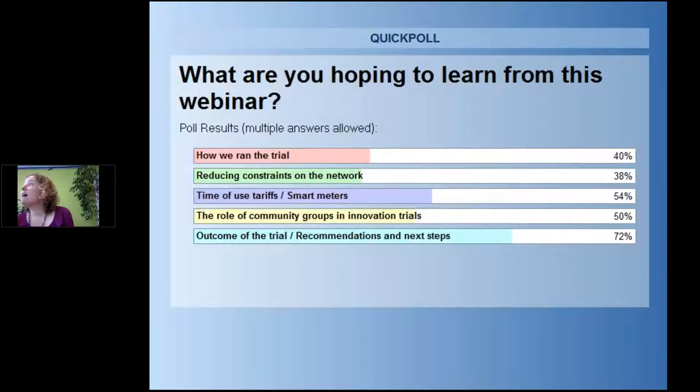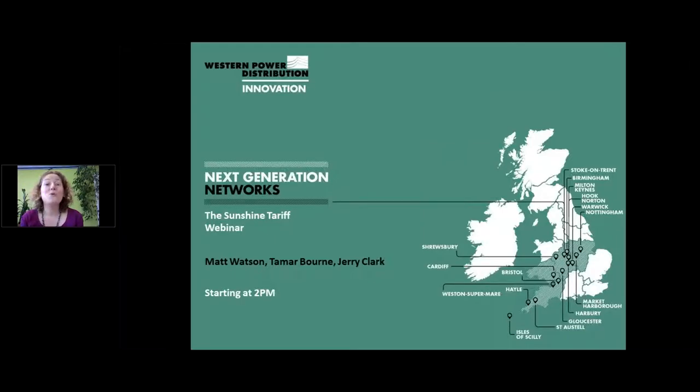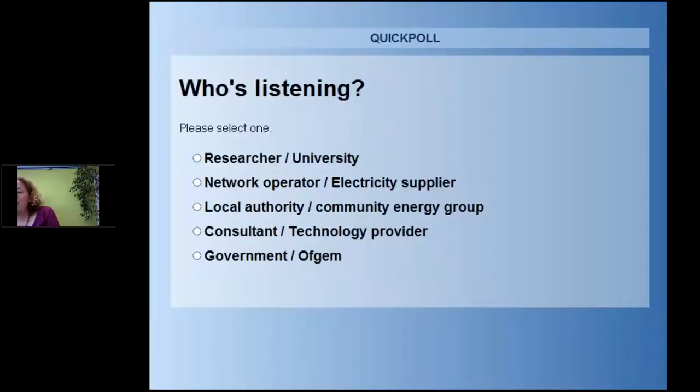Now, it's 2:05, so I think we've probably got as many people joining us now as we're going to have. So we're going to launch a second poll. Just for your benefit, who else is in this virtual room with us? Launching it now, we have options: researchers, university, network operators, electricity suppliers, local authority, community energy groups, consultants, technology providers, government, and Ofgem. We are on about 35% response rate so far, so you should be able to get a sense in a few moments of who else is in the room.